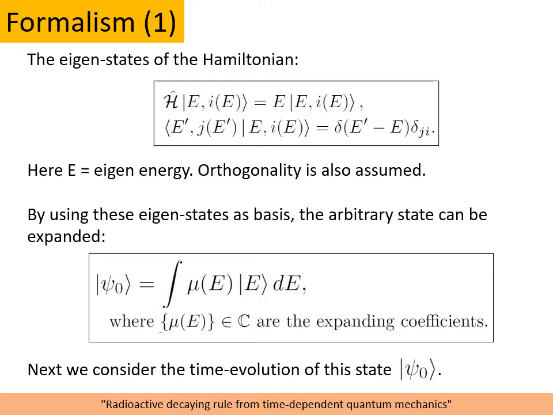We assume the eigenstates of the Hamiltonian as this. Here, H can be either the Schrödinger or Dirac Hamiltonian. Then E means the eigenenergy. And also, please notice that orthogonality is assumed. And by using these eigenstates as basis, an arbitrary state can be expanded like this. And here, μ(E) are the expanding coefficients. Next, we consider the time evolution of this state ψ0 as the initial state.